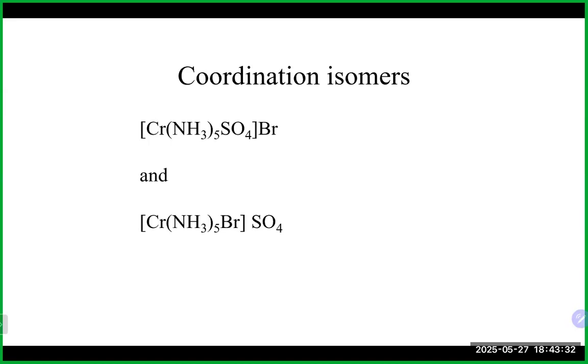Both of these basically have the same elements involved all the way around. But the difference here is that in the top case, this is our complex ion, and the sulfate is actually a ligand. So that sulfate is attached to the chromium along with the 5 other ammonias. The Br in this case is acting as the counter ion.